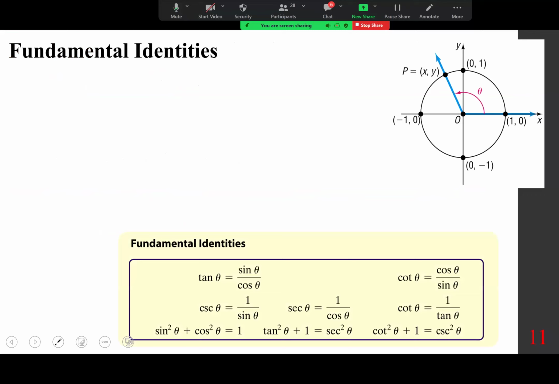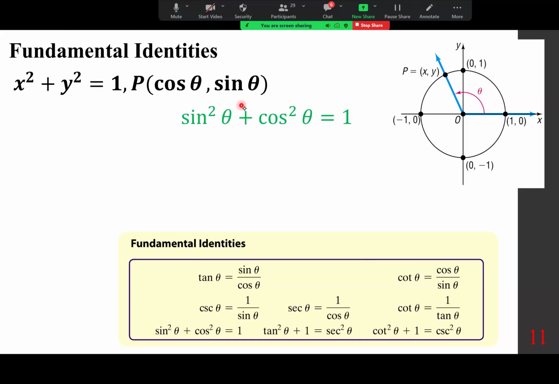Fundamental identities. Here's the synopsis of that. First, we start with, and we're going to explain them in a moment, x squared plus y squared equals 1. And a point has coordinates x comma y or cosine theta comma sine theta. If x squared plus y squared is 1, then cosine squared plus sine squared must be 1. So this is one of the Pythagorean identities.